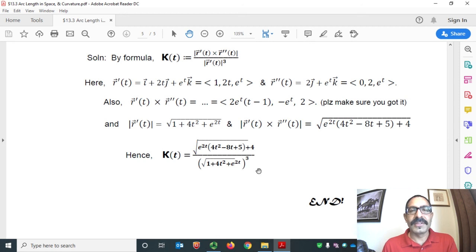Hence, the curvature by the formula is this number over this number, raised to the power cubed. So I hope this computation makes sense to you all. So we finish this section. Thank you.